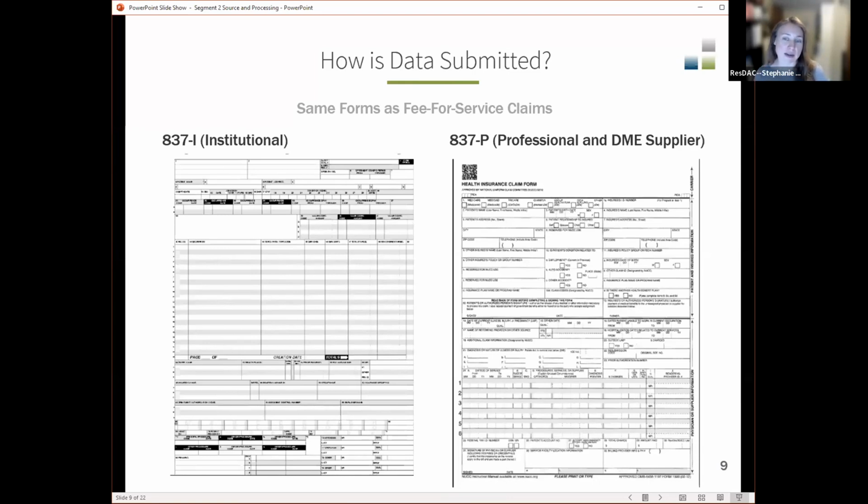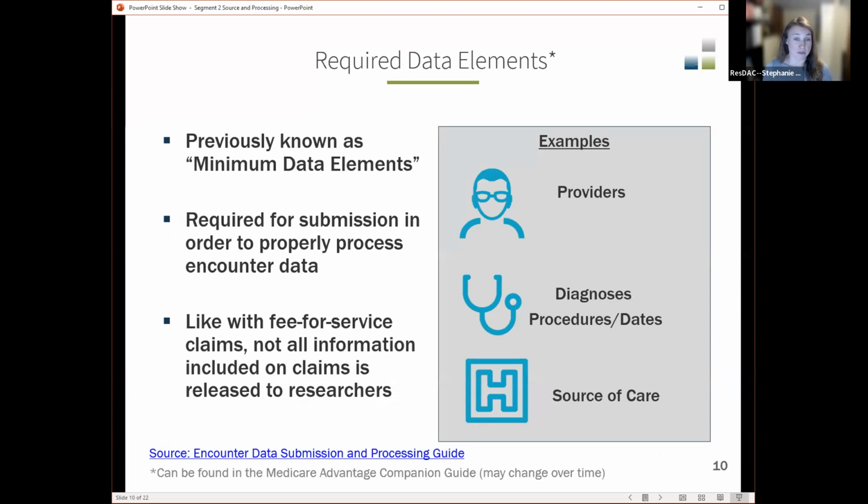Professional and durable medical equipment suppliers use a different form. So the variables available and the structure of those claims is different, but it will be the same kind of difference as we see in fee-for-service. There are basic minimum data elements that are required. They may change over time.